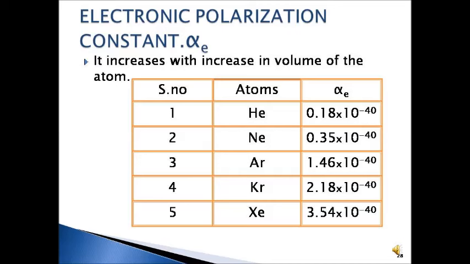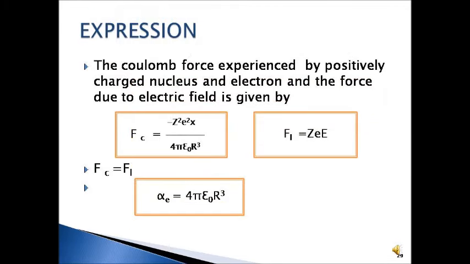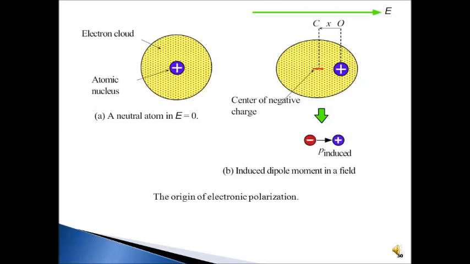These are the electronic polarization constant values for zero group elements. The Coulomb force experienced by positively charged nucleus and electron and the force due to electric field is given by Fc. The Lorentz force is given by Fl. The expression for electronic polarization constant alpha E is equal to 4 pi epsilon naught r cube. In the absence of electric field, there is no dipole moment. In the presence of electric field, the dipole moment is induced.